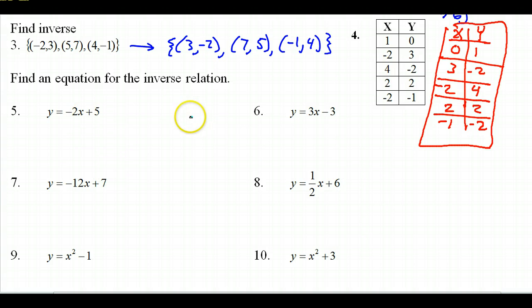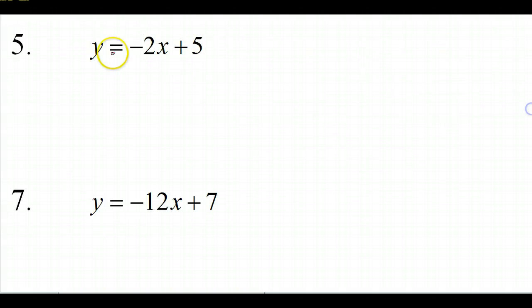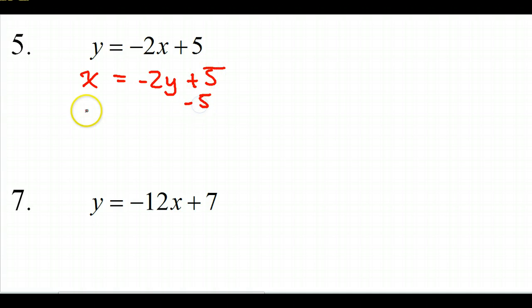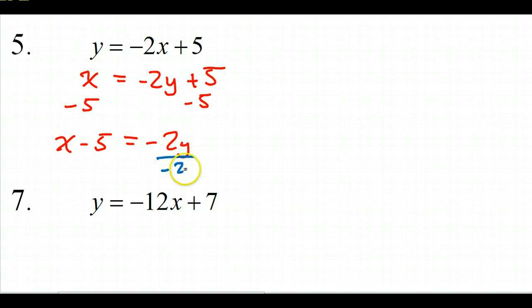All right, now, number 5. If we want to find the inverse of a function, you just switch the x's and y's and solve for y. So this will be x equals negative 2y plus 5. We will subtract 5 from both sides. So that will be x minus 5 equals negative 2y. Then we will divide everything by negative 2.